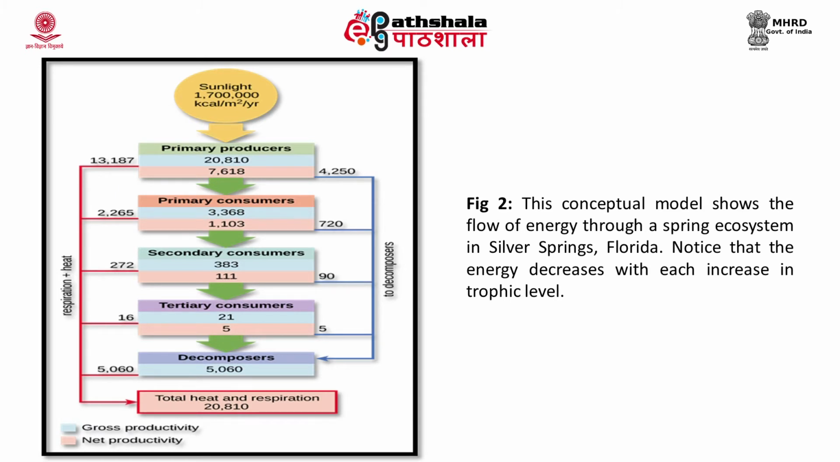Hence, 20,810 minus 13,187 equals 7,618 (approximately), which is the net productivity. Furthermore, 4,250 is lost to decomposers, leaving behind only 3,368, which is available as a gross productivity for the next trophic level.